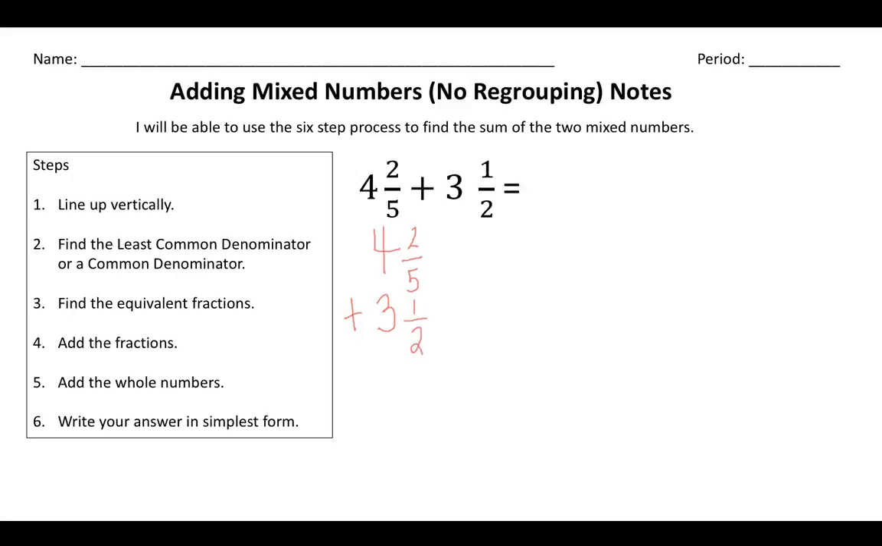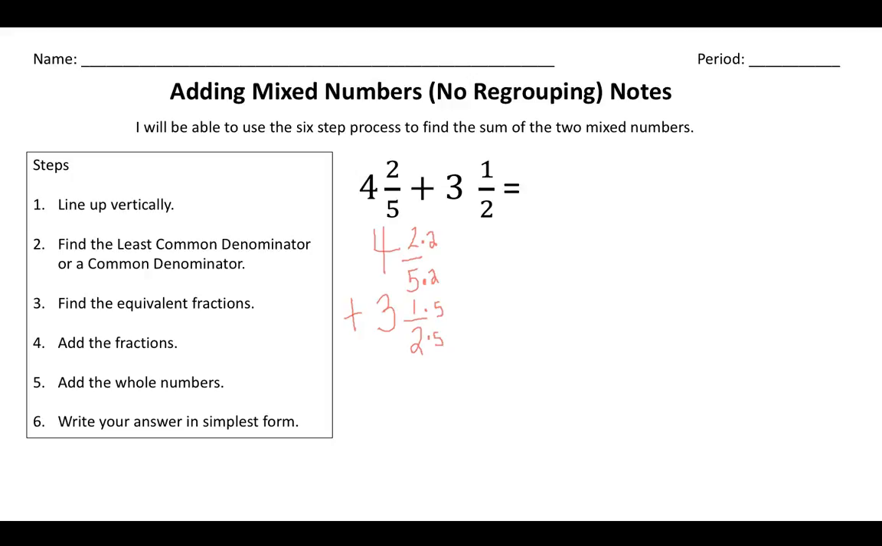All right, our next step, number 2, is to find the least common denominator or a common denominator. Earlier today, Mr. McFarland and we showed you a cheat code where we look at our denominators, 5 and 2. We can multiply 5 by 2 and also 2 by 2 using the opposite denominator. And down here we can do the same thing using the 5, so 2 times 5 and 1 times 5. Doing this, we can find the equivalent fractions.